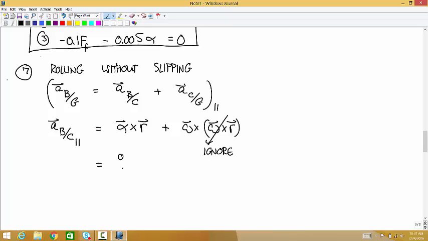So we have 0, 0, alpha crossed with, what's our R vector from this? So we're imagining that the center is fixed, and we're calculating the motion of that bottom point relative to the center. So relative to the center, what's the R vector? Yeah, 0, negative 0.1, 0. And so you get positive 0.1 alpha, 0, 0.